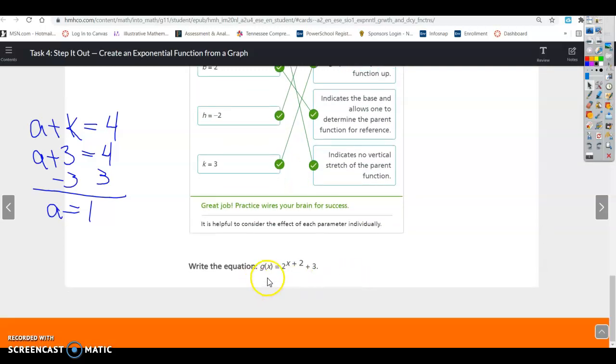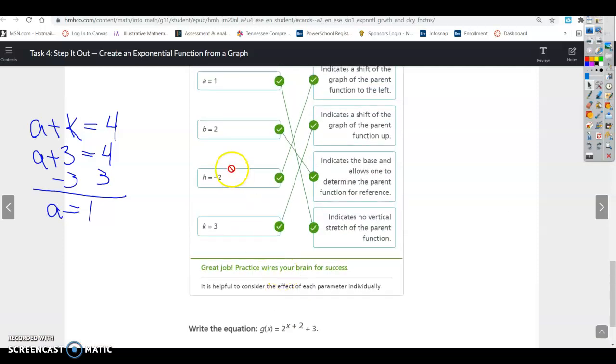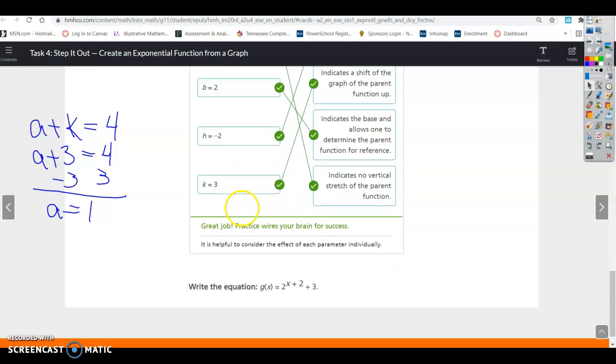So then your equation would be 2. You could have a 1 there, but remember A is 1. You don't have to have it. It's just assumed to be there. So it's just going to be b to the x power as your parent function. And in this case, we've got an h and a k. So it's going to be 2 raised to the x plus 2 power, plus 3. That is g of x. If you have any questions, please let me know.